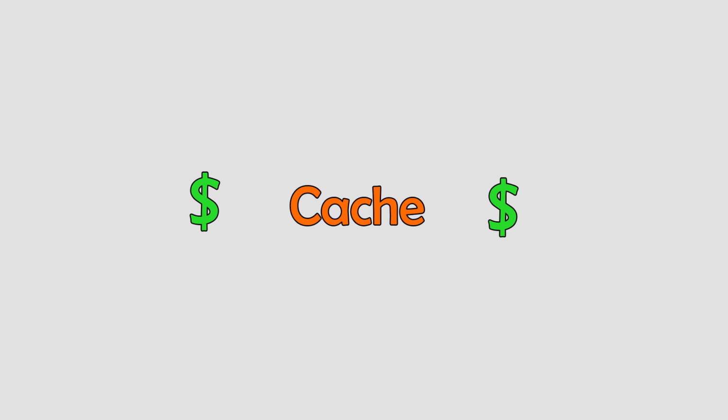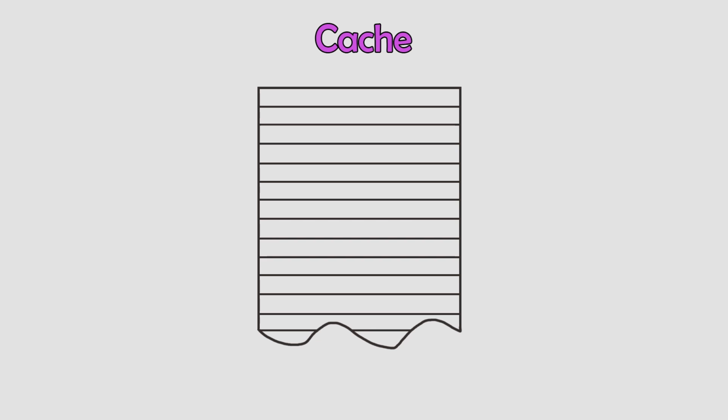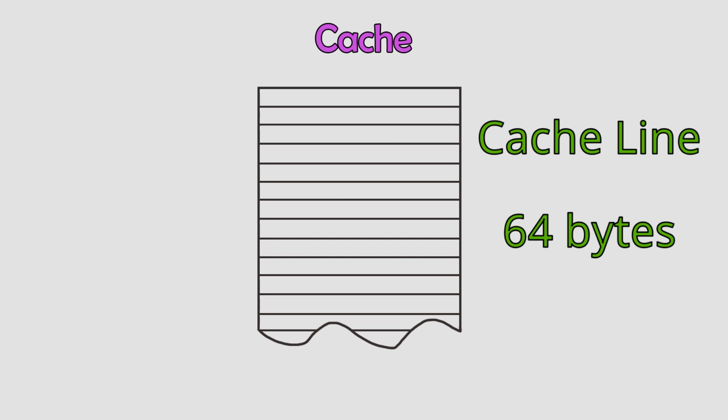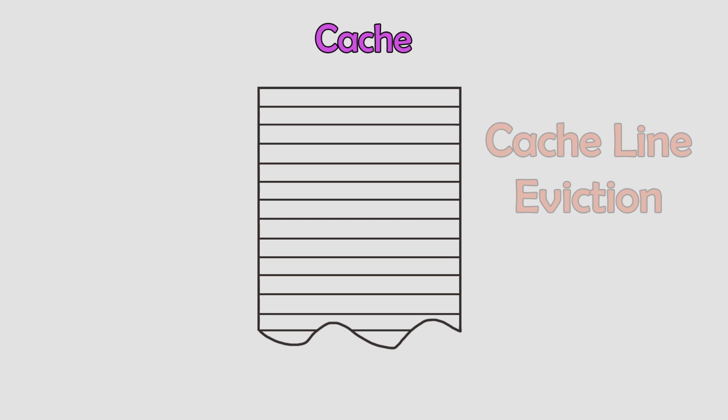What is a cache? It's basically just a bunch of memory. But the interesting thing here is that the data is placed into the cache as contiguous blocks called cache lines. Usually they have size of 64 bytes. If a cache line hasn't been used for a while and there's new data to insert, the cache line can be overwritten, which is known as cache line eviction.